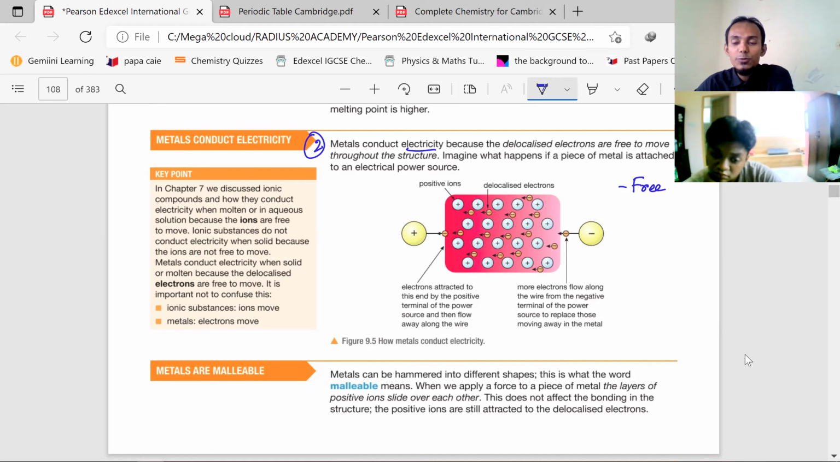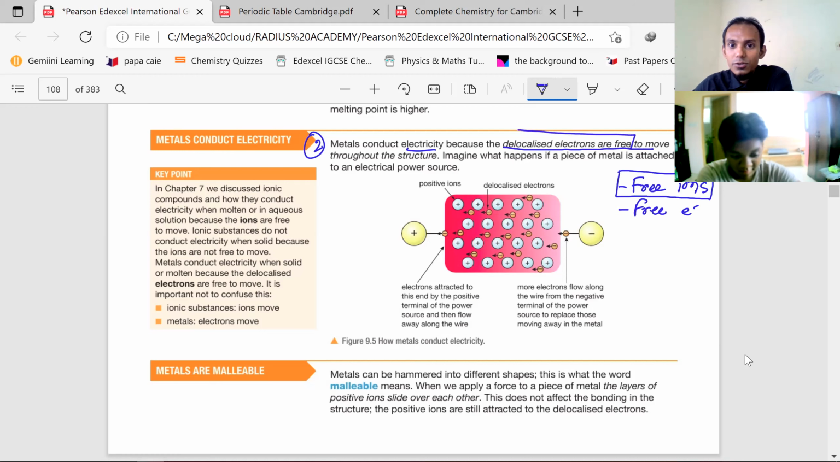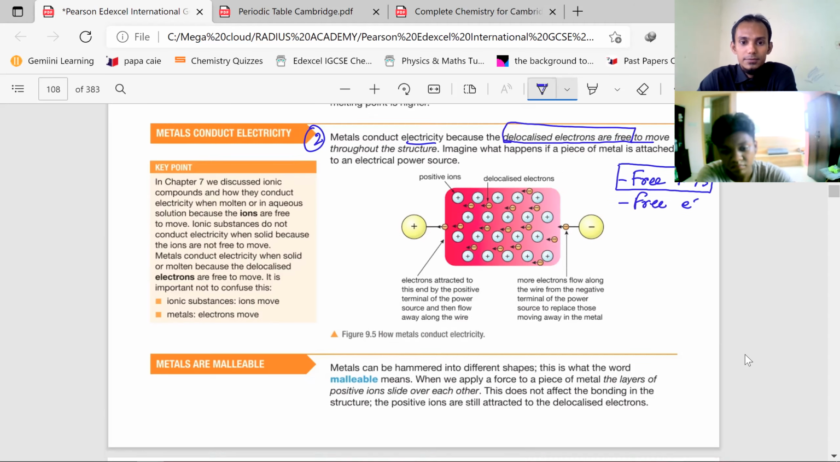So in order to conduct electricity, either an entity must have free ions or free electrons. This is true only for ionic compound, because ions are present in ionic compounds. But for metal, you see they have delocalized electrons which are free to move. So that's why they conduct electricity. Even in solid form, these delocalized electrons are free to move, right? Iftikhar? Yes, sir. Okay, very good.